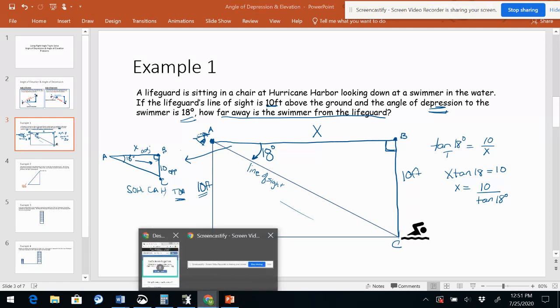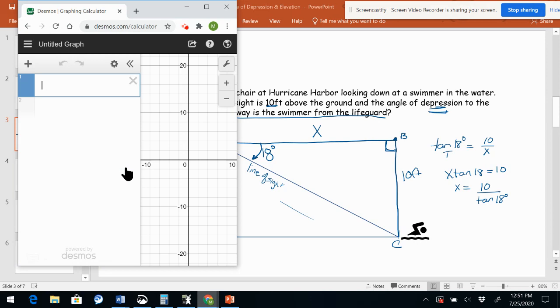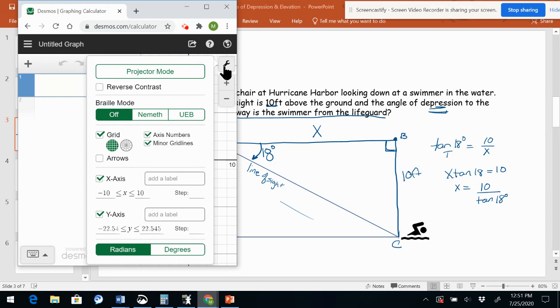In order to solve for that, I'm going to have to use a graphing calculator, so I'm going to use Desmos. I typed in desmos.com and click on graphing calculator. Since I'm dealing with degrees of the angles, I need to make sure I'm in degree mode. So I'm going to click on the little wrench in the corner and select degrees. So now I'm in degree mode.